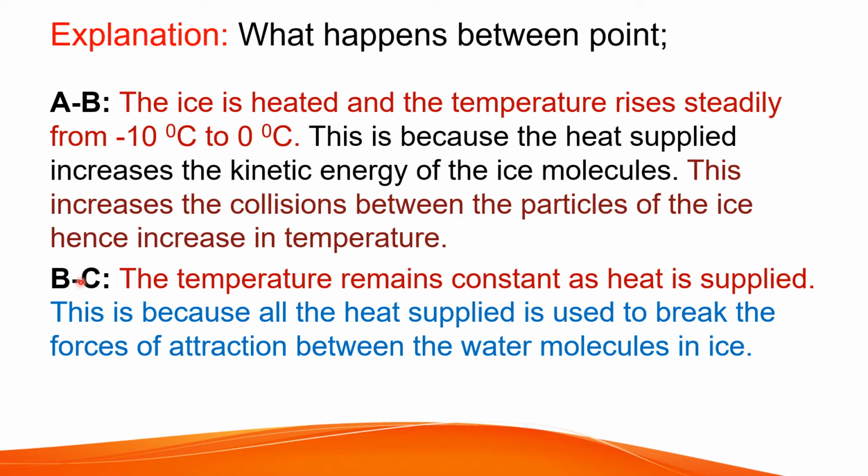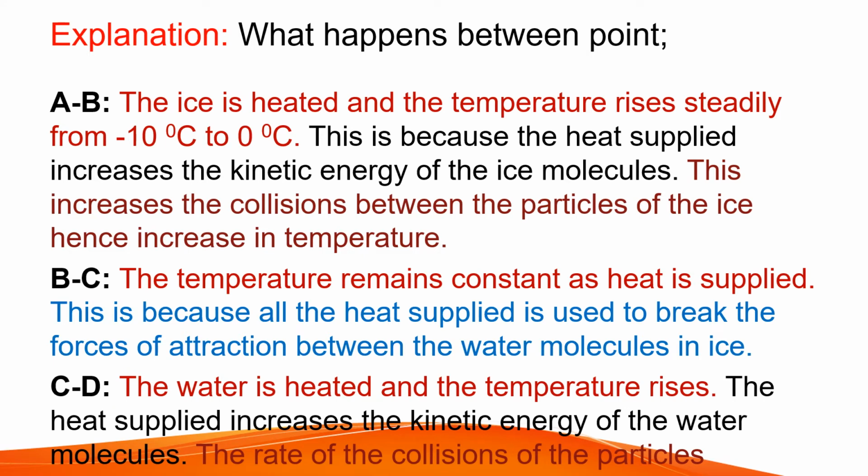So what happens at point B to C? As you can see, the temperature was constant. Now we are explaining why the temperature is constant besides us applying more heat. This is because all the heat supplied is used to break the forces of attraction between the molecules of the ice. So it is changing from solid to liquid. Let's move on.